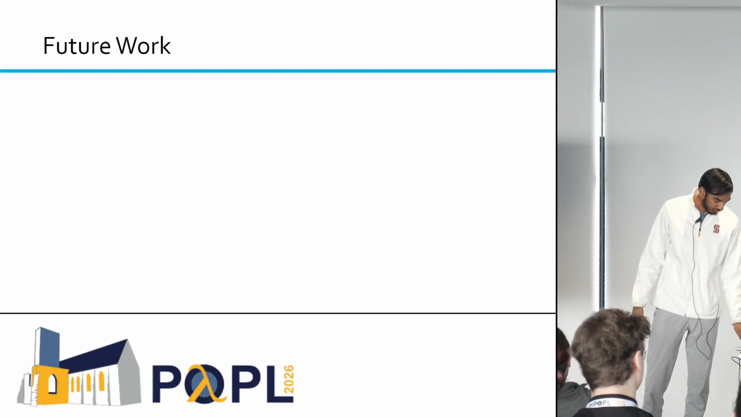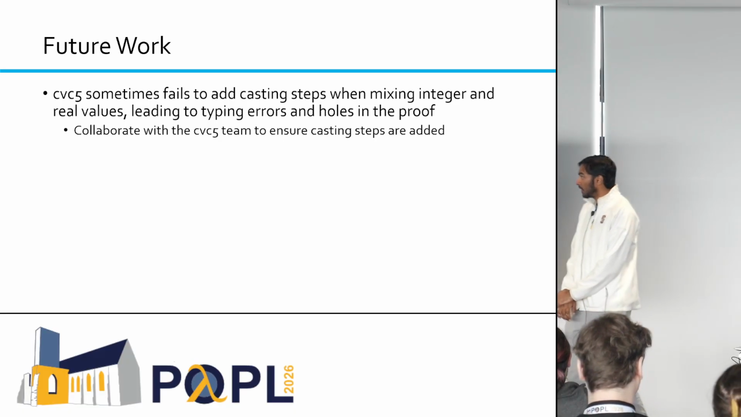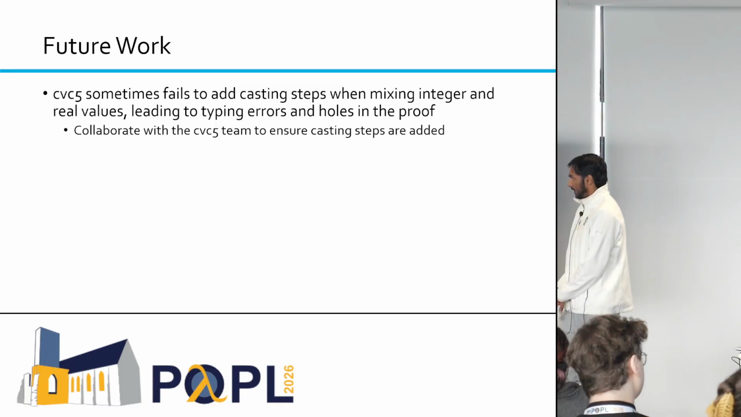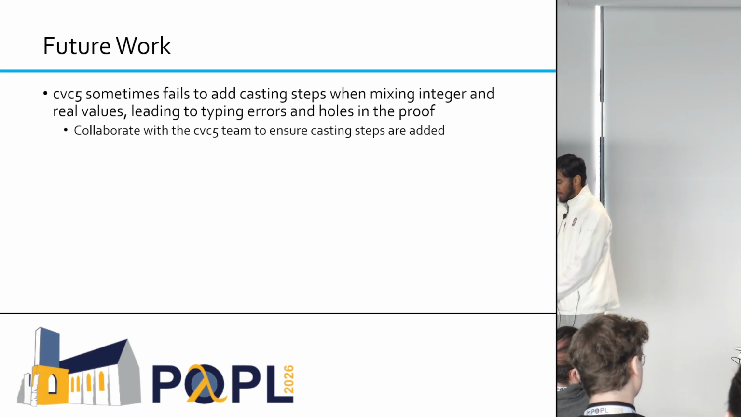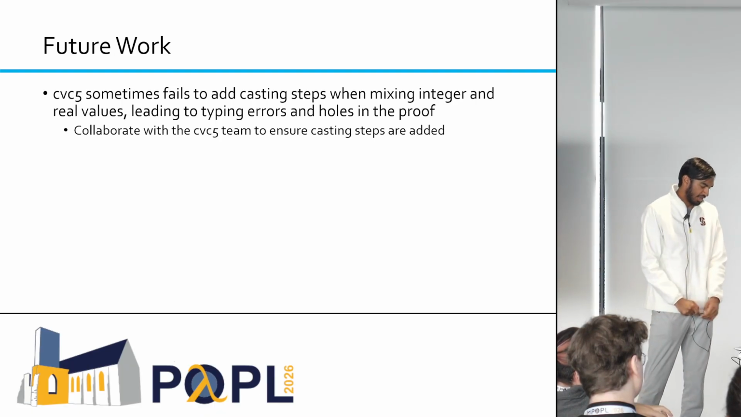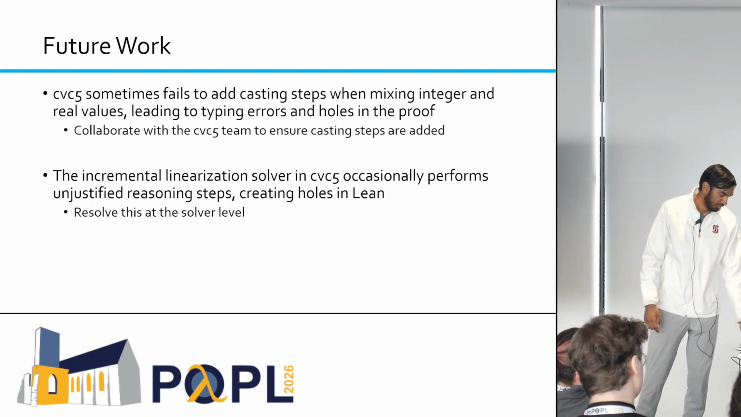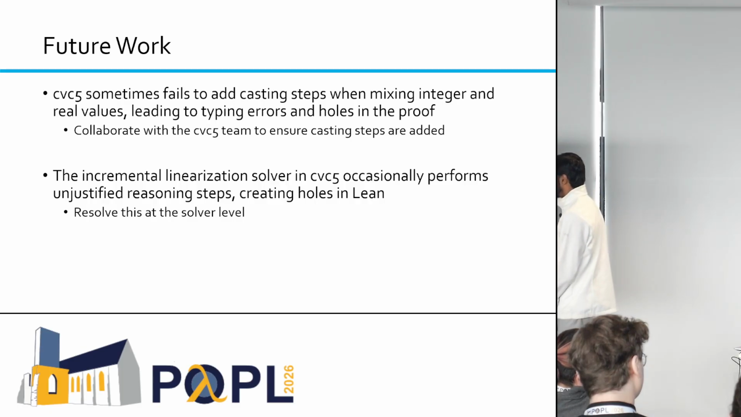Okay. So finally, here are some future directions. CVC5 sometimes fails to add casting steps, so there's a challenge when mixing integer and real values in mixed integer real valued proofs, and this leads to holes in the proof. This would require work at the solver level to ensure the casting steps are added for these mixed integer real valued proofs.